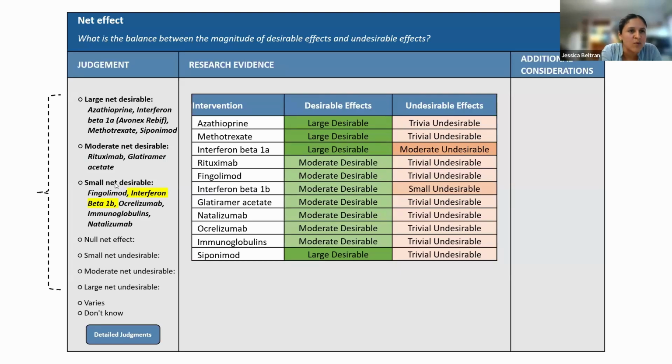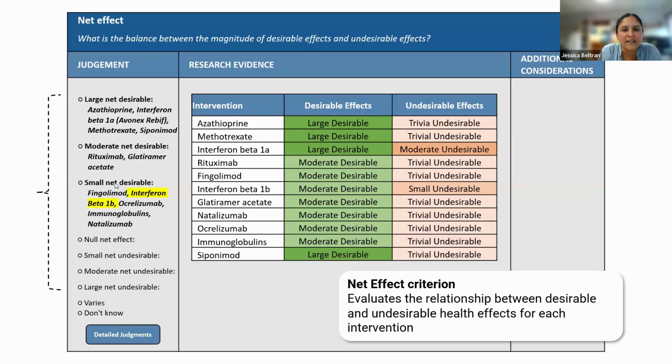faster. Then we have this new domain that is called the net effect. The net effect evaluates the relationship between the desirable and the undesirable health effect for each of the interventions, as we can see here. It goes from the large net desirable to the large net undesirable. As we can see here, for example, for the interferon, we have moderate desirable effects and small undesirable effects. So most likely panels would say that this is a small net desirable effect.